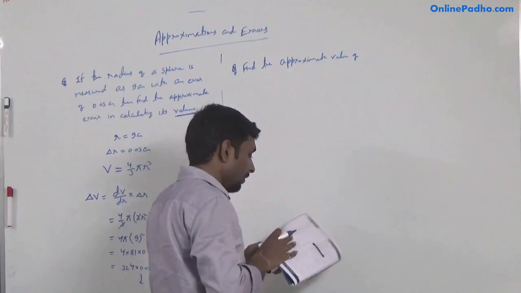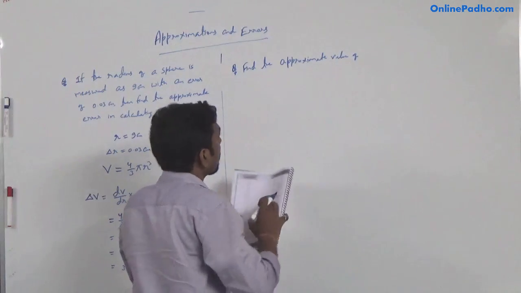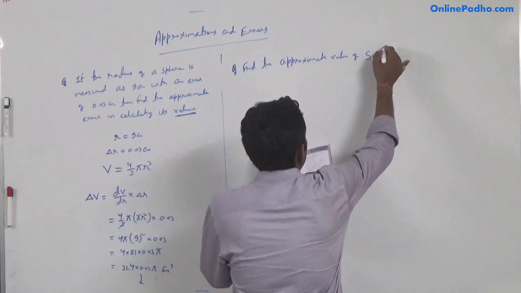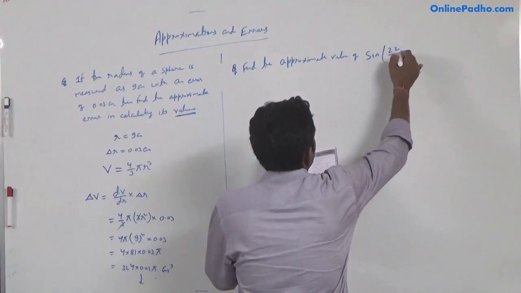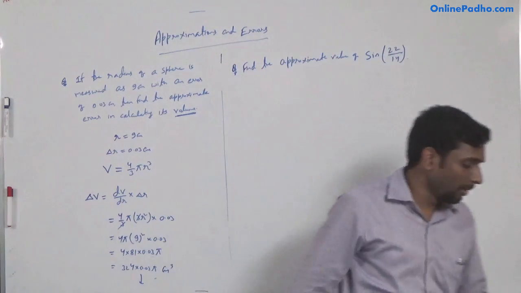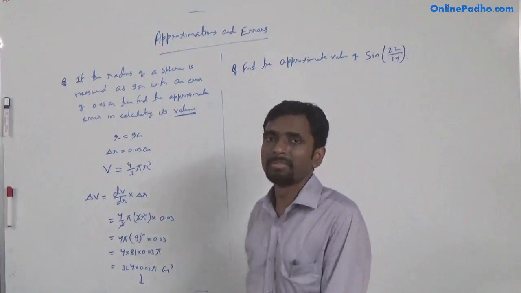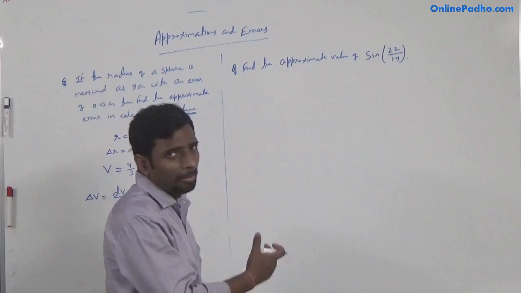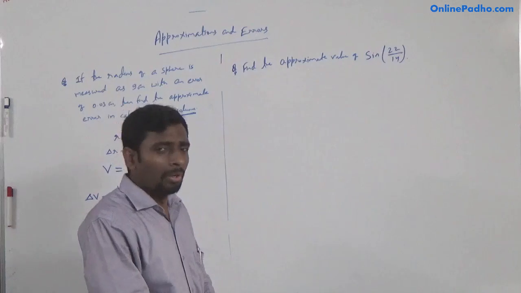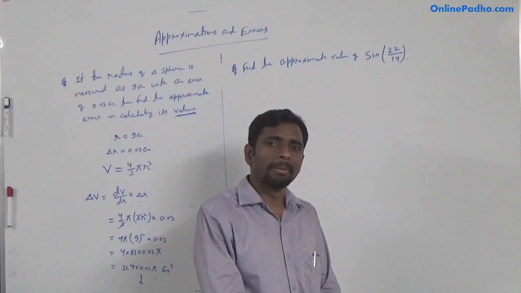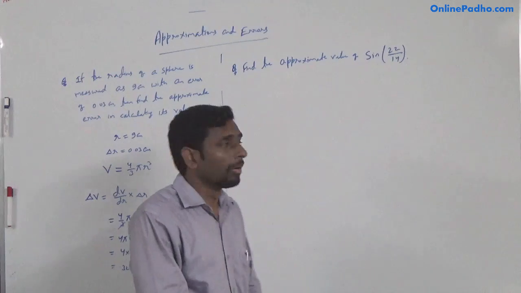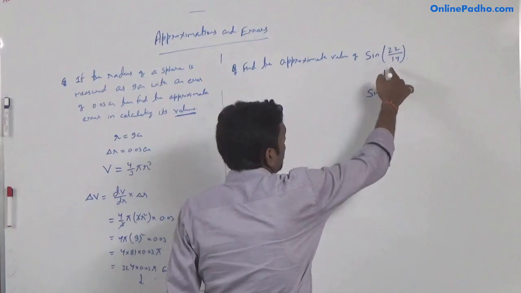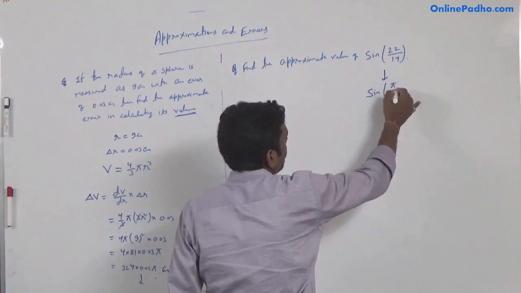Find the approximate value of sine 22 by 14. How to find the approximate value of this? What do you mean by 22 by 14? You know 22 by 7 is called what? Pi. 22 upon 7 is pi. So it can be written as sine 22 upon 7 multiplied by 2, that is pi by 2.